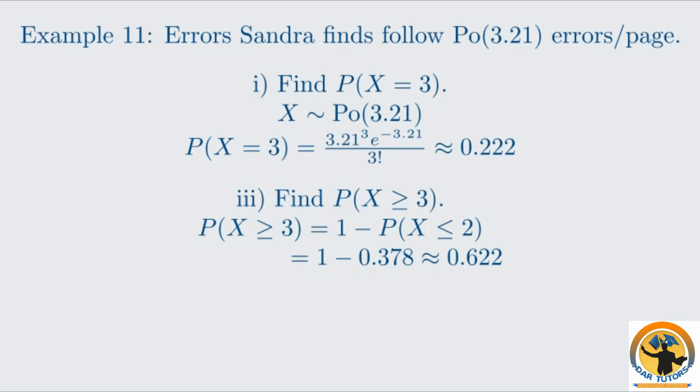0.222 divided by 0.622, giving about 0.358. Now for part B. What if Sandra reads a 10-page exam paper? What is the new distribution?